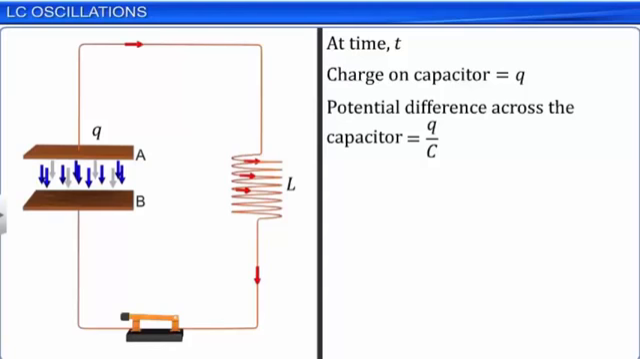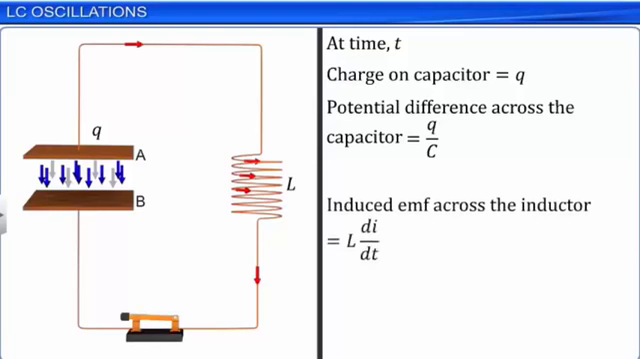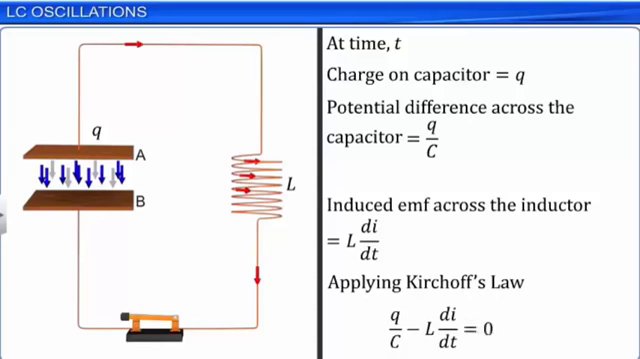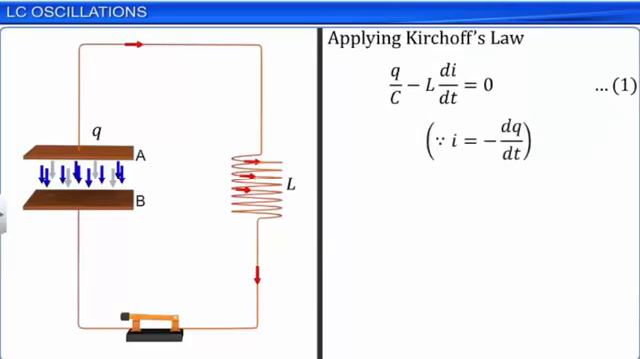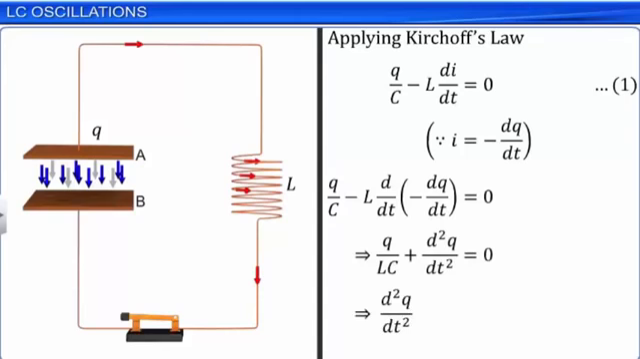The induced EMF across the inductor is L di by dt. By applying Kirchhoff's law for the circuit, we get Q by C minus L di by dt is equal to 0. Let this be equation 1. As the charge Q on the capacitor decreases, the current in the circuit, dQ by dt, becomes negative. Equation 1 now becomes Q by C minus L d by dt of minus dQ by dt is equal to 0. This can be written as d square Q by dt square plus Q by LC is equal to 0. Let this be equation 2.